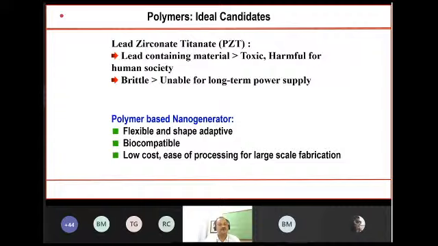So here polymer-based piezoelectric materials can have a good future, because they are flexible and self-adaptive, and of course one can make them biocompatible, and since they are easy to process, the end-user cost will be very much less.